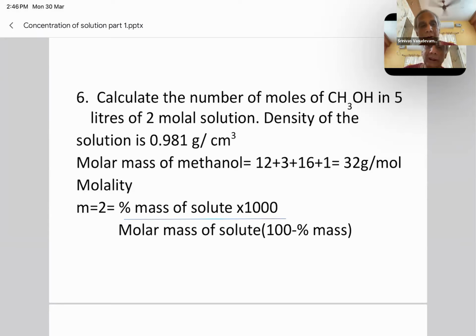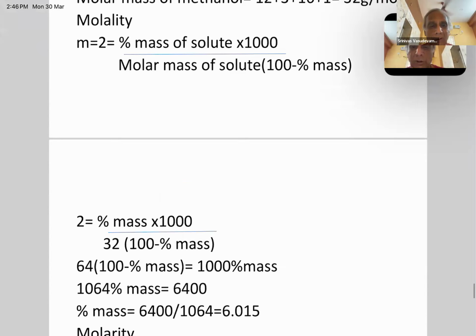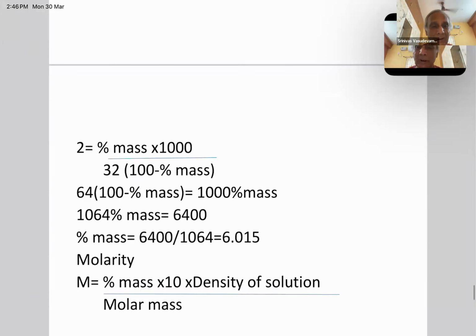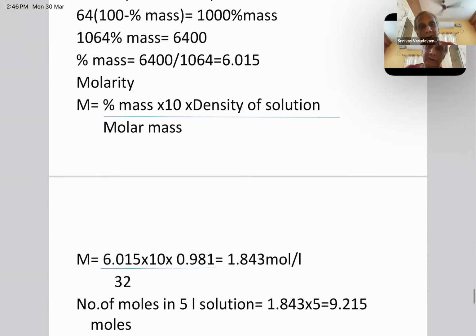So molality equal to 2, which is equal to percentage mass of solute by molecular mass of solute into 1000 by 100 minus percentage. So by substituting the values, I can get the percentage mass of the solute here. 2 is equal to percentage mass by 32 into 1000 by 100 minus percentage mass. So percentage mass of solute comes out as 6.015.